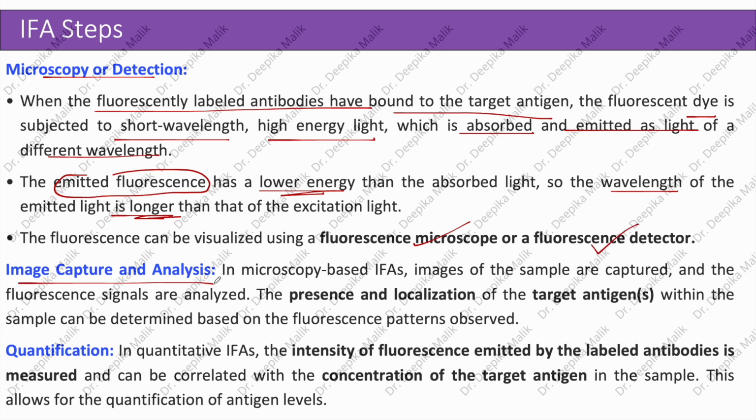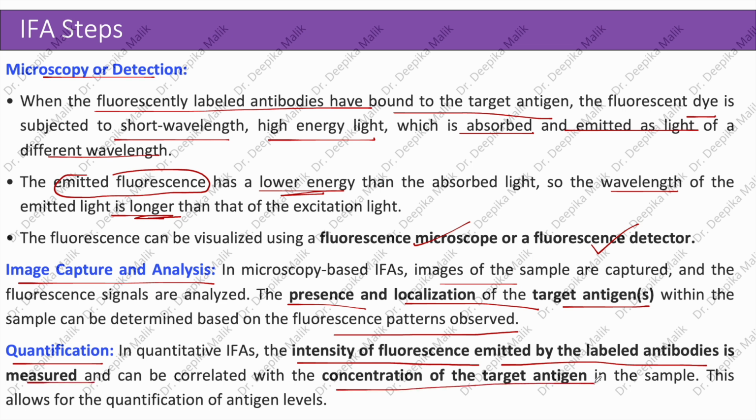Image capture and analysis. In microscopy-based immunofluorescent assays, images of the samples are captured and the fluorescence signals are analyzed. The presence and localization of the target antigens within the sample can be determined based on the fluorescence patterns observed. Quantification. In quantitative immunofluorescent assays, the intensity of fluorescence emitted by the labeled antibodies is measured and can be correlated with the concentration of the target antigen in the sample. This allows for quantification of antigen levels.